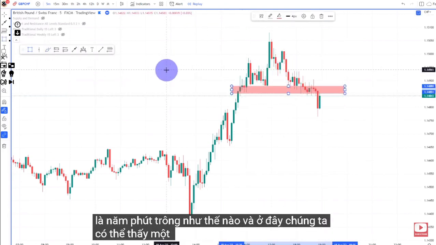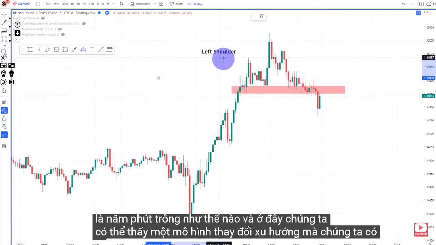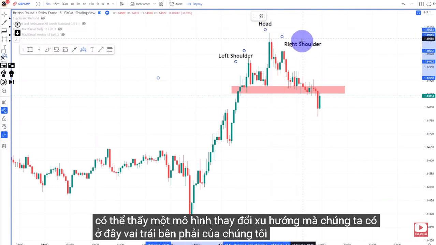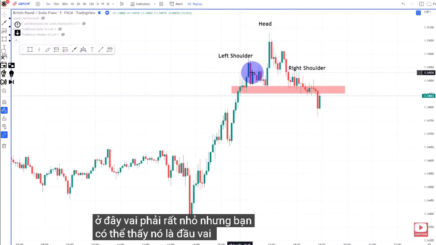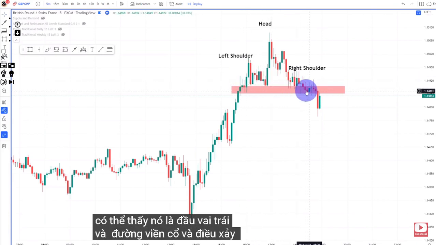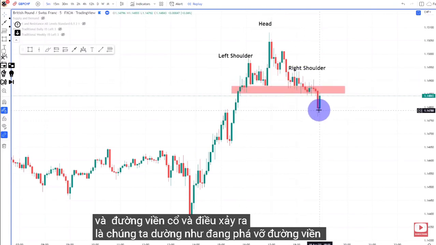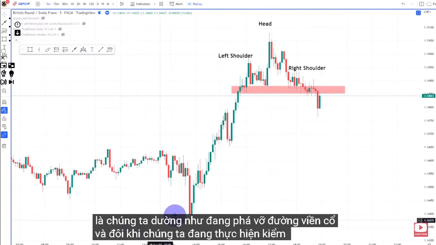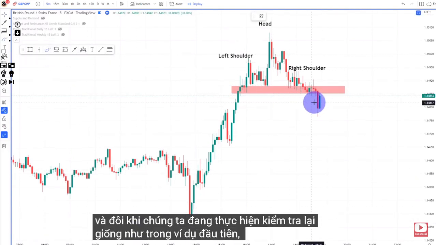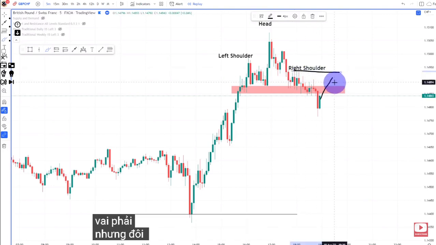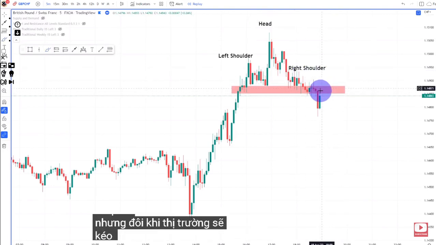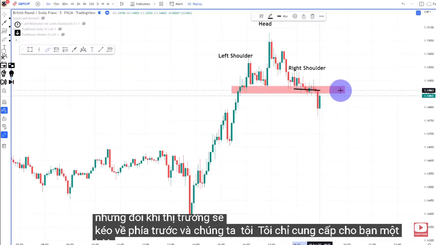And here we can see a trend change pattern. We have here our left and right shoulder. Very small right shoulder, but you can see it, the head, the left shoulder, and the neckline. And what happens is that we seem to be breaking the neckline and we are making a retest. Sometimes, like in the first example, you will see retests go all the way back into the right shoulder. But sometimes the market will pull ahead and will just give you a retest here.